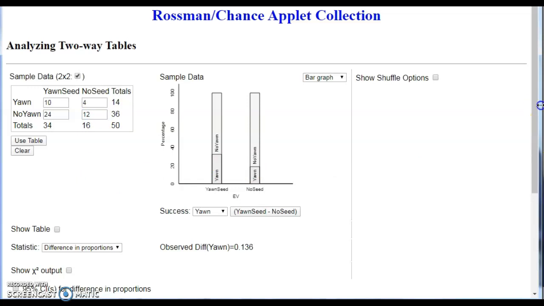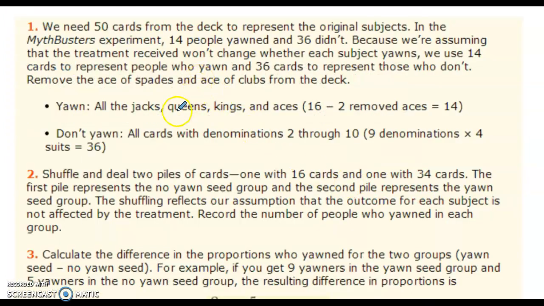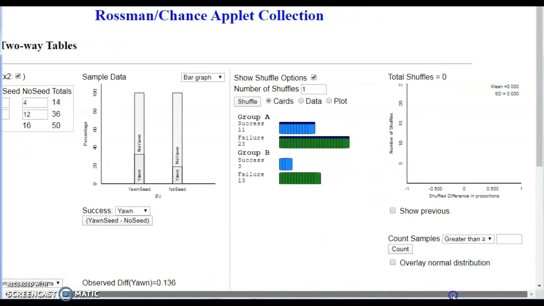This will simulate taking a deck of cards and assigning 14 of those cards to be yawners. Those people are going to yawn no matter what group they're given, and 36 people are going to be people that do not yawn no matter what group they are assigned to. What I'm going to do is show the shuffle options.